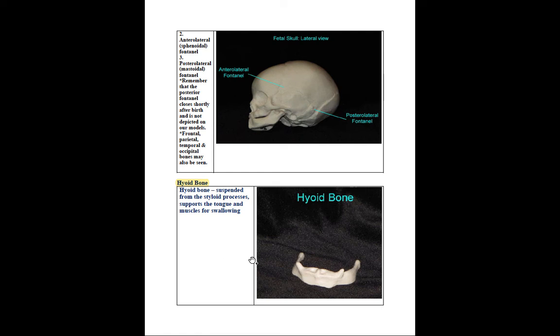The hyoid bone, many of my previous students think it looks like an infant vampire mandible, but the hyoid bone is actually a very odd bone because it's suspended. It doesn't articulate with any other bone, so it's suspended just by ligaments and muscles from the styloid process. It's important because it supports the tongue and some of the muscles for swallowing. So there's your hyoid bone. It always seems to trip students up.